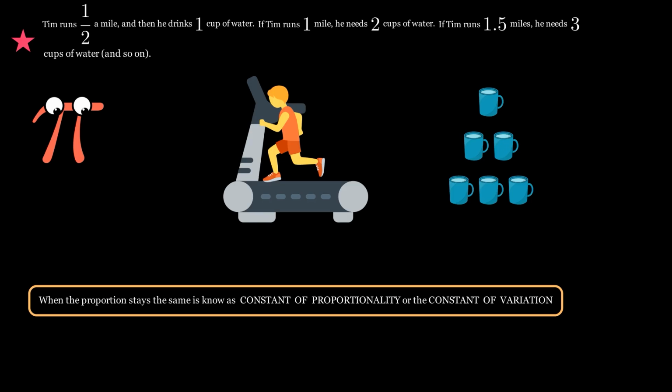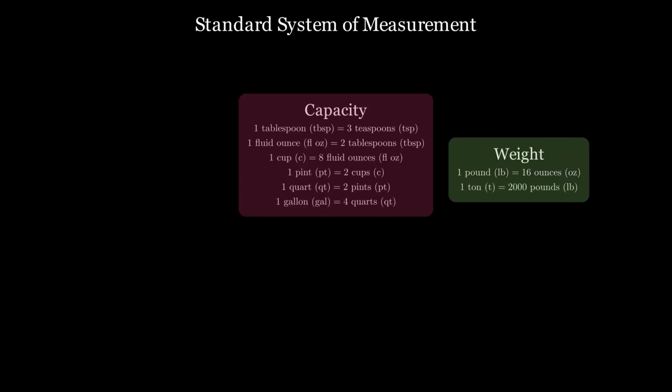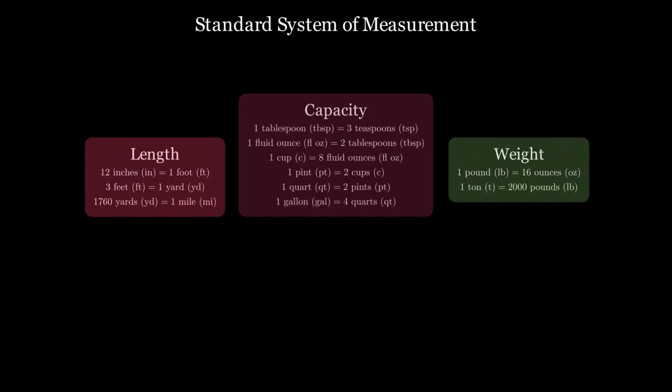Now let's take a look at another important concept where proportions are used, and that is converting measurements from one unit to another. Measurements are used to quantify length, weight, and capacity of objects. So there are two main systems of measurements used around the world. In the United States, we use the standard system of measurement. Let's start by looking at a standard system chart. This chart includes 3 main categories: capacity, weight, and length.